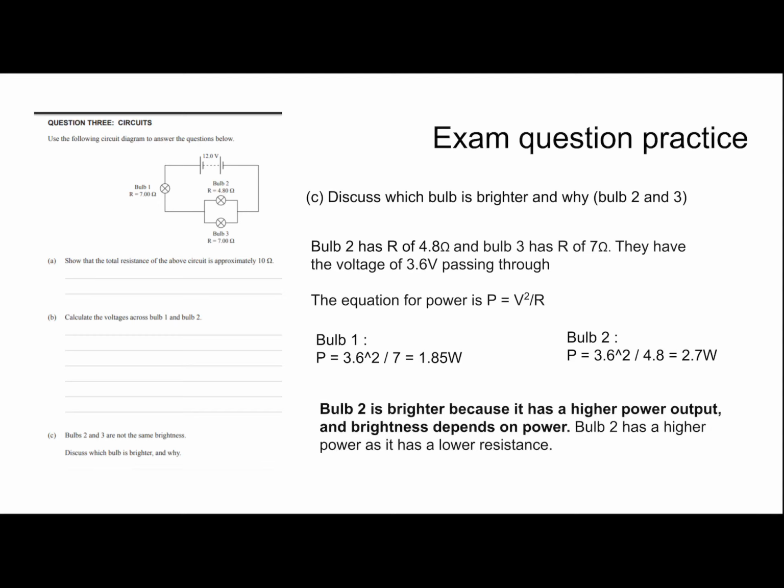Now our final statement is: bulb 2 is brighter because it has a higher power output. And then you have to link the higher power output to the brightness. Brightness depends on power, okay? The higher the power, the higher the brightness. Therefore, you can say bulb 2 has a higher power as it has a lower resistance. As you can see here, the denominator is lower for bulb 2, and the numerator, the voltage, is the same. So the power output for bulb 2 would be bigger than the power output for bulb 1.